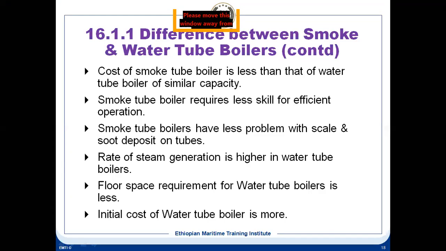A smoke tube boiler, as we said earlier, is much more tolerant to poor water quality, and also it is much more tolerant to less skill of the people who are operating it. Whereas a water tube boiler, not to put too fine a point on it, is not that forgiving. A water tube boiler has to be maintained very well.